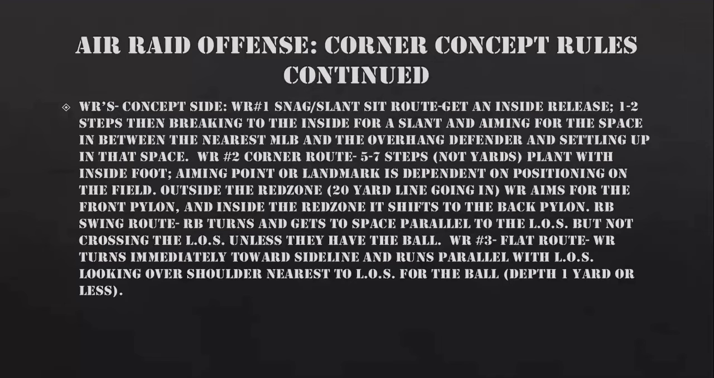Running back, the swing route: the running back just turns and gets into the space parallel to the line of scrimmage, but not crossing the line of scrimmage unless they have the ball. Wide receiver number three, running that flat route: the wide receiver turns immediately toward the sideline and runs parallel with the line of scrimmage, looking over the shoulder nearest to the line of scrimmage. So they're not going to look to the inside close to the defense. They're going to look away for the ball. Depth should be 1 yard or less. It's a quick, fast route. They're just getting to the sideline. And if they're getting the ball, then they can immediately turn upfield, because they're going to have the space to do so.